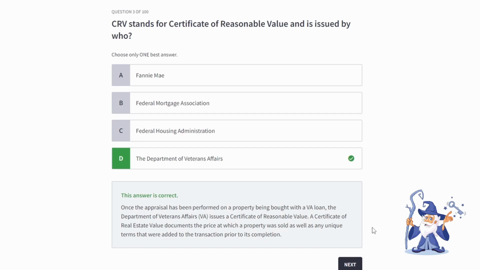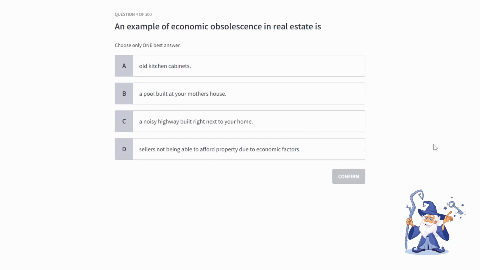Okay, next one. Question number 4. An example of economic obsolescence in real estate is, and it gives us 4 options: A, old kitchen cabinets; B, a pool built at your mother's house; C, a noisy highway built right next to your home; or D, sellers not being able to afford property due to economic factors. Okay, think that one over. Here's some time for you.